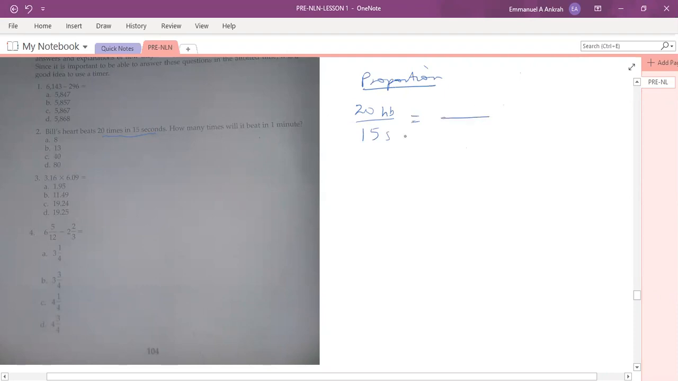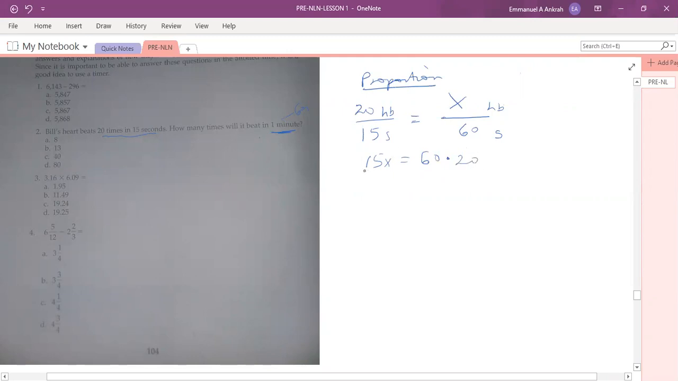So this is heartbeats to seconds. You need heartbeats here, and seconds here. You've been given 1 minute, so we have to change to seconds. 1 minute is 60 seconds. We don't know the heartbeats, so we use X. So this is a proportion: 15 over 20 is equal to X over 60. Then we can cross multiply. 15 times X is equal to 60 times 20.